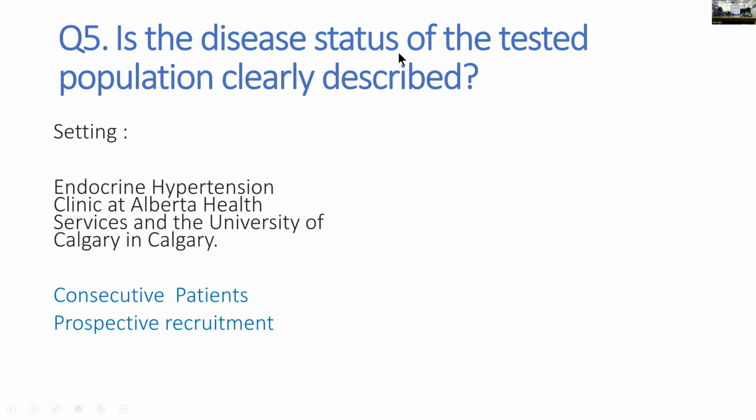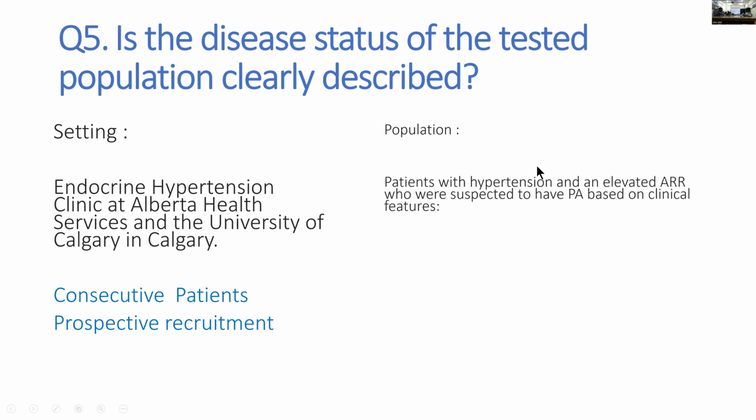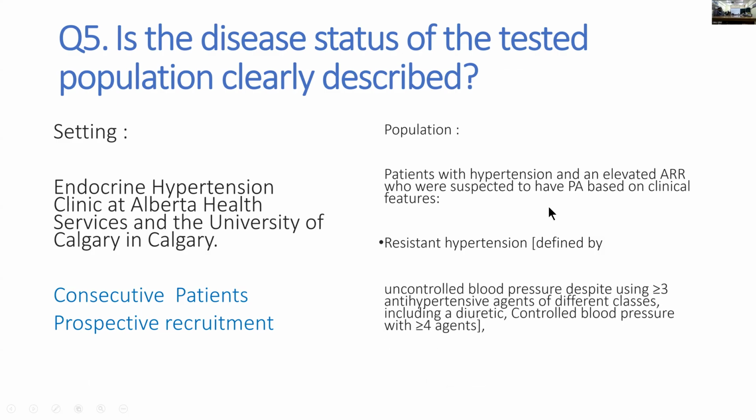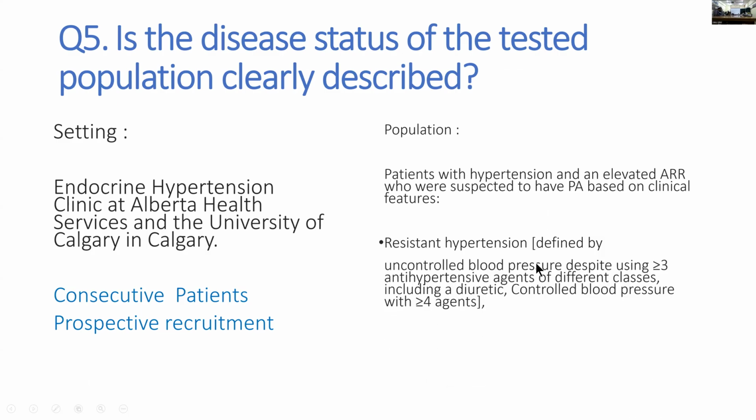Question 5. Is the disease status of the tested population clearly described? So this was done at a very specialty clinic, endocrine hypertensive clinic in Canada. They have taken all the consecutive patients. They have done a prospective recruitment. Now, this was the population they had screened. So people with hypertension with elevated ratio who were suspected to have primary hyperaldosteronism based on the clinical features of resistant hypertension, which they had defined either requiring 4 drugs with controlled BP or more than 3 drugs with uncontrolled BP, or hypokalemia or adrenal nodule, and they're willing for surgery. So they're quite reasonable inclusion criteria.